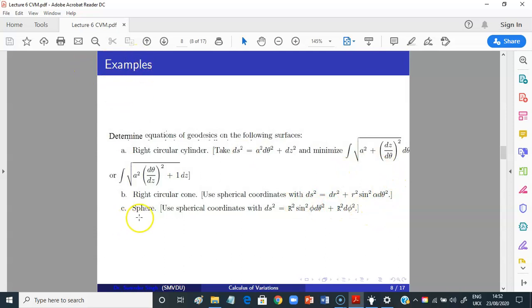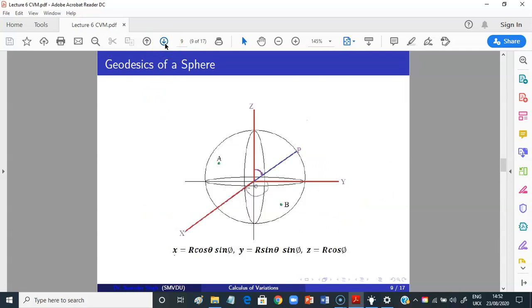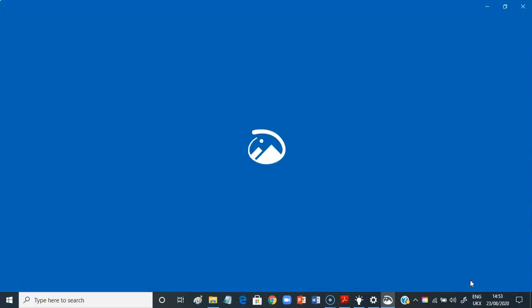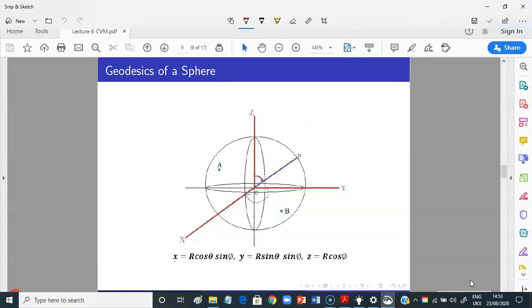So first, in this lecture, I am going to describe the geodesics of a sphere and how this arc length comes out. So we'll discuss over here. Let us consider a sphere. Then, if this angle with the x-axis is theta, and let this angle be phi, and r is the radius.